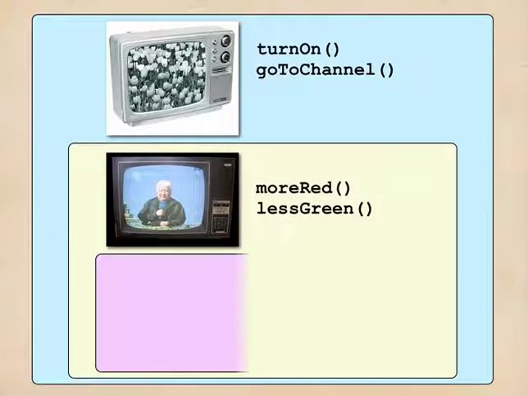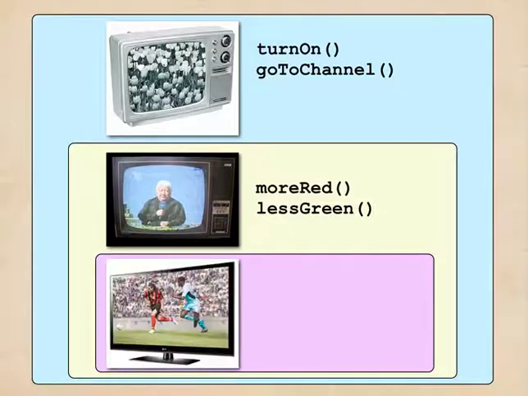Now, let's extend the color TV and make yet another subclass. This one will allow us to create an HD TV. Of course, this can do everything that the black and white and color TVs can do, but it can do even more, like zooming in or showing a closed caption. This is the idea of subclassing. We take an existing object or class and extend it by adding more capabilities in the form of new variables or methods. We talk about this idea using the word inheritance.